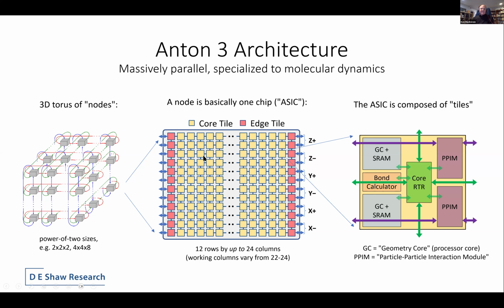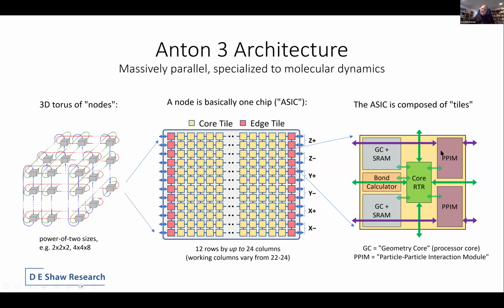The chip itself is very parallel. It has 12 rows and up to 24 columns. Kind of cool thing is the columns don't all have to work, which gives you better yield if you can take chips where 1 or 2 columns are bad. And then, okay, so each of the little yellow tiles in here has the main guts of this.